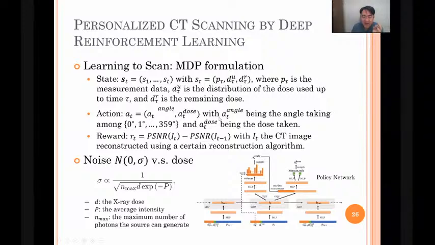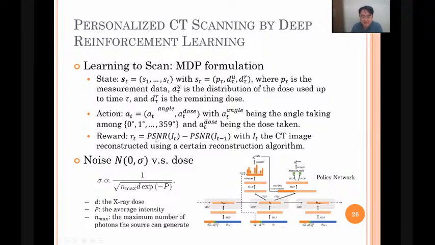And the action is, given the current state, what's the next angle that we want to include to take the projection, and also how much dose we want to allocate to that angle. So these are the actions, and the reward is the PSNR gain from taking such an action. That's the PSNR between I, the reconstructed image, and I_t, the reconstruction using a certain reconstruction algorithm.